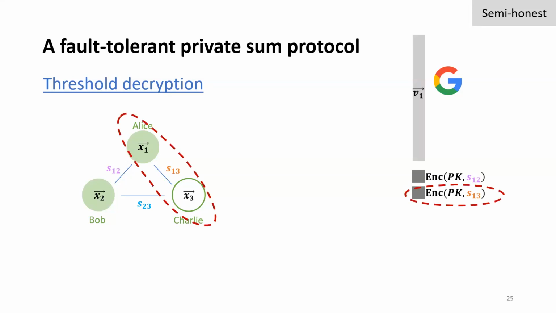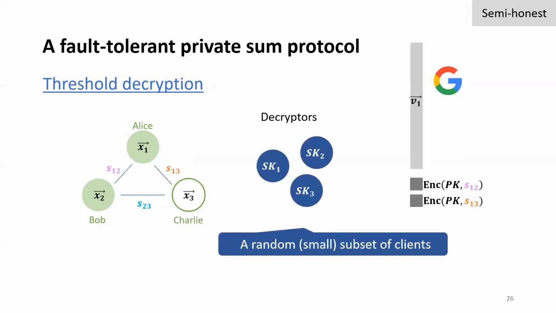To recover the secrets associated with Charlie, the server will need to have some way to decrypt it. So we introduce a notion of decryptors here, where these decryptors are chosen randomly from the whole population. We have some protocols to discuss how you choose these decryptors and how you share the secret key here. But this is orthogonal to the summation protocol, so I will not talk about it here.